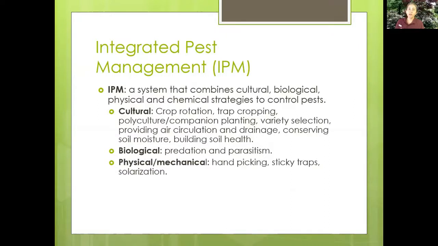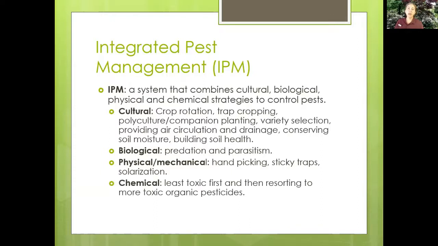And then physical and mechanical strategies, these are things like hand picking, so going out there and just collecting the pest insects or the pests in general, and using things like sticky traps and then solarization, and that's where you are actually sterilizing your soil using heat from the sun. And then chemical strategies are the last thing that you would resort to. And so this is going to be using the least toxic chemical spray first, and then resorting to more toxic organic pesticides only if you really have to.